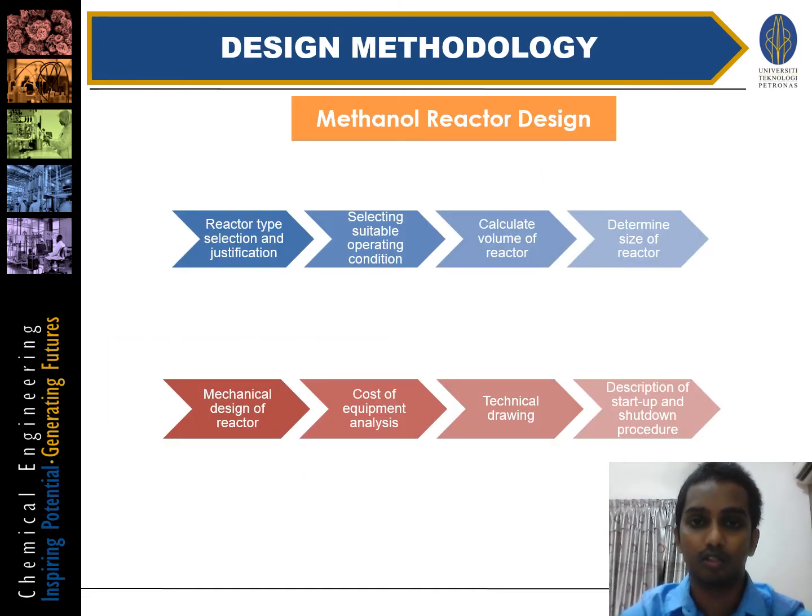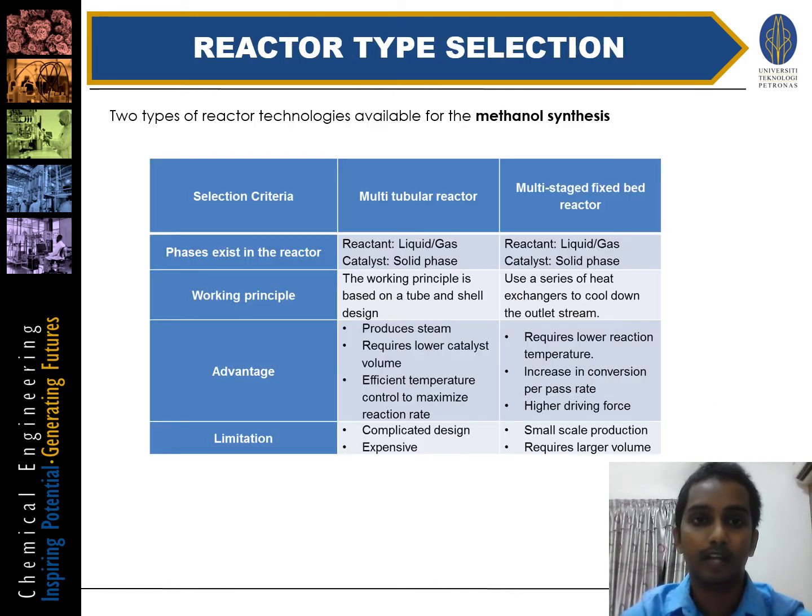The design methodology for the methanol reactor includes reactor type selection, selecting suitable operating conditions, calculation of volume of reactor, determining size of reactor, mechanical design of reactor, cost of equipment analysis, technical drawing, and finally description of startup and shutdown procedure. There are two types of reactor technologies available for methanol synthesis, which are the multi-tubular reactor and the multi-stage fixed bed reactor.